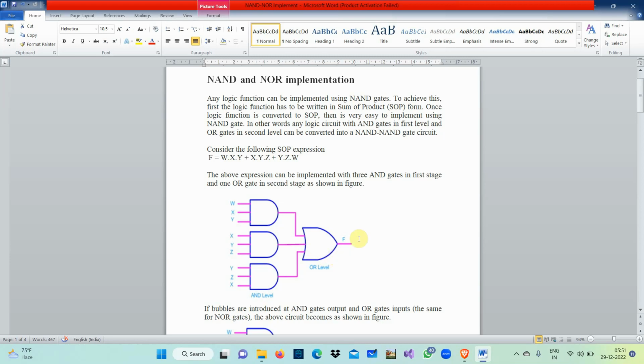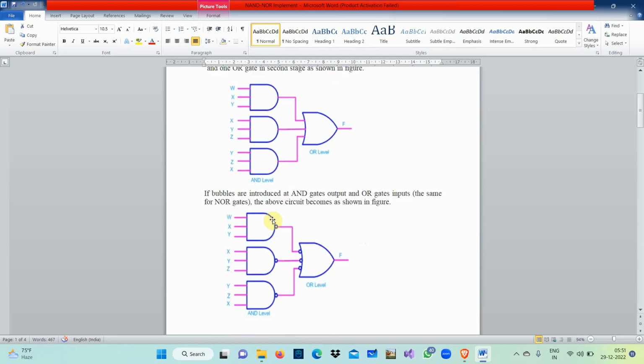Now as per stage number 1, first the logic function was written, we converted it into the SOP sum of product, then we converted it to the logic circuit using AND gates and OR gate in the first stage. Then what we did, now we have to make the bubbles. Because I have to convert this to NAND gate, I just bubble this AND gate. That means I want to make it a NAND gate. So the first one is converted to NAND, second one is converted to NAND, third one is converted to NAND.